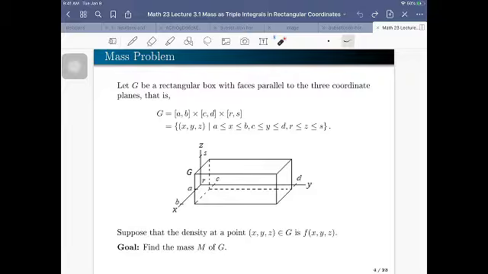So before we go to the more complex solids, let's look at the simple rectangular box. So the rectangular box is nothing but the triple integral of three intervals a, b, c, d, r, s. So here, AB is the interval on the x-axis, CD is the interval on the y-axis, and RS is the interval on the z-axis.